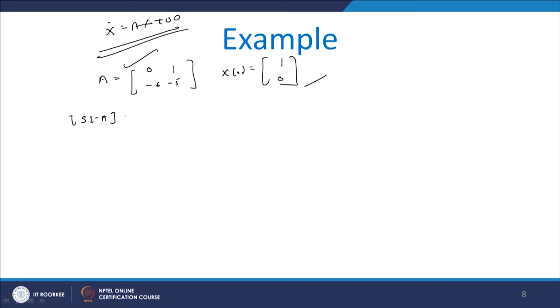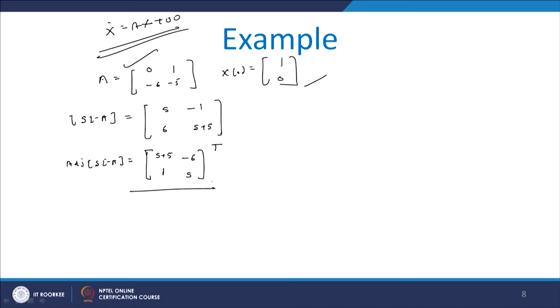So now the first step is we have to take sI minus A, this sI minus A equal to s minus 1, 6, s plus 5. Then we can write down the adjoint of sI minus A, because we need to determine the inverse. So, how to get the adjoint of sI minus A? We have to take the transpose of the cofactors. So, cofactors are s plus 5, here is s, here is minus 6, here is 1, here is transpose, divided by the determinant. Okay, this is the adjoint.